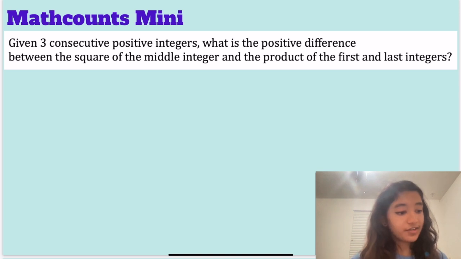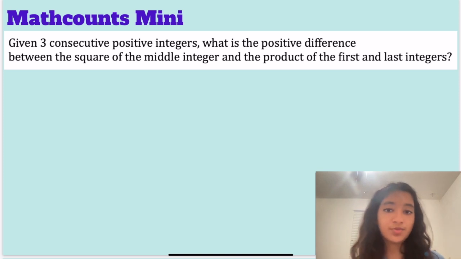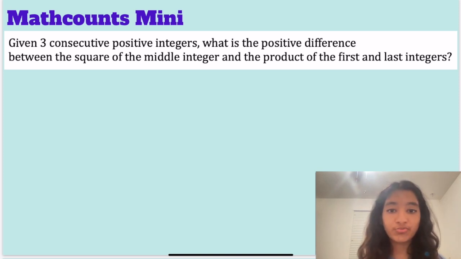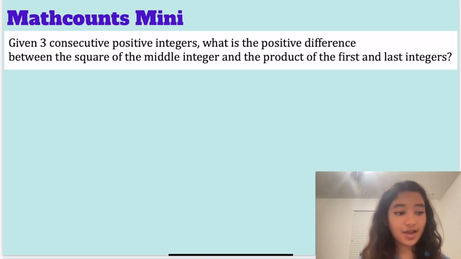Given 3 consecutive positive integers, what is the positive difference between the square of the middle integer and the product of the first and last integers? I'm going to show 2 ways to do this problem, but first we'll just do the regular algebraic approach, if you were to just see this and try this out.